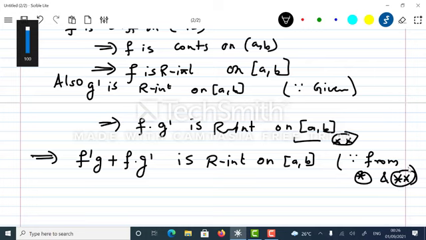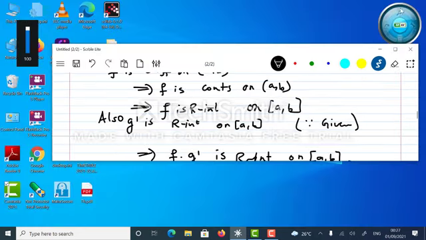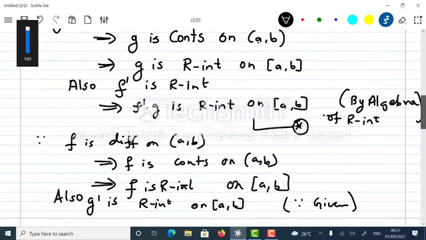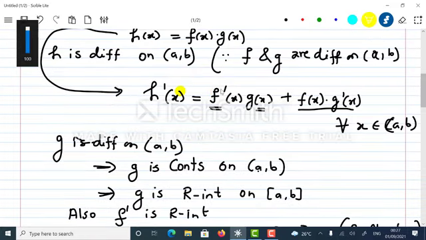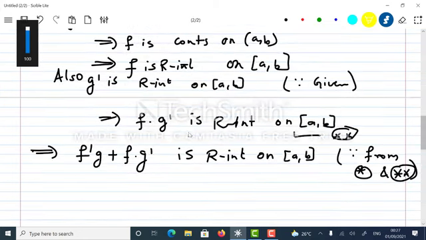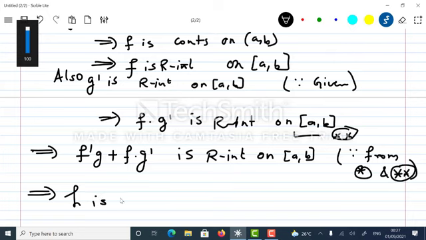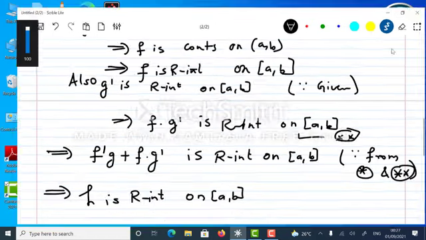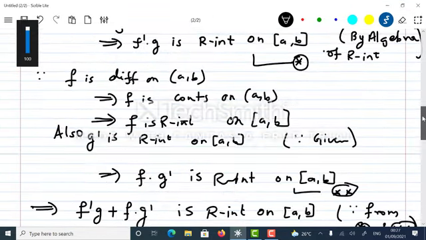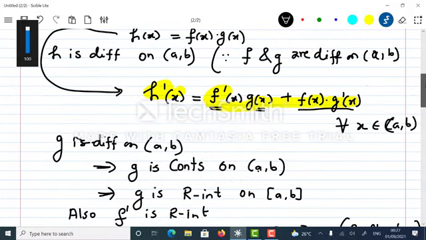But f dash g plus f g dash, that is basically my h, because if I check what is h, it is basically this only, f dash g plus f g dash. So this is h only. So this would imply h is R integrable on closed interval a comma b. Right? So if h is R integrable, then let me call this number 1.